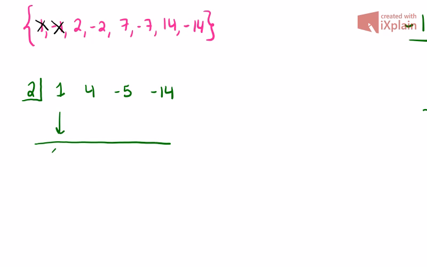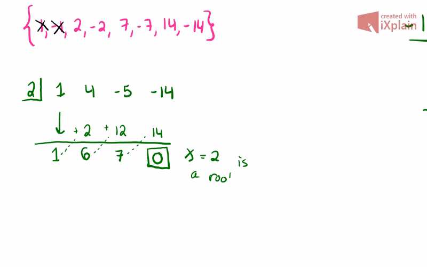Bring down the 1 and multiply by the number in the box. 1 times 2 is 2. Add straight down and we get 6. Multiply by the number in the box. 6 times 2 is 12. Add straight down. Negative 5 plus 12 is 7. Multiply by the number in the box. That's 14. Add straight down. And finally, we get 0 as a remainder. This means that 2, x equals 2, is a root. So we found one root.